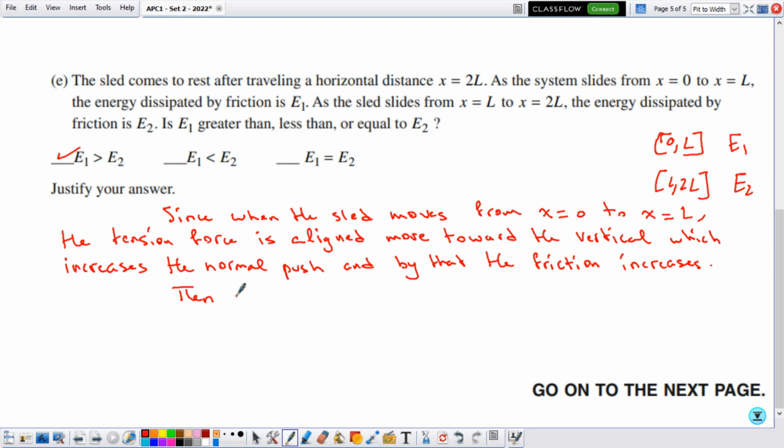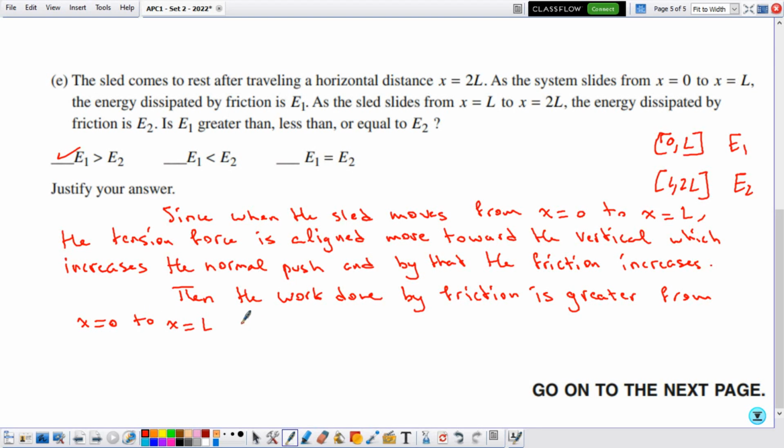Then the work done by friction is greater from x equal to 0 to x equal to L, and the energy dissipated E1 is greater than E2.